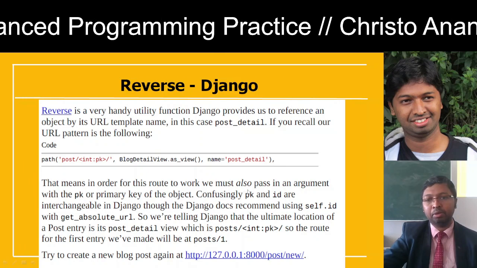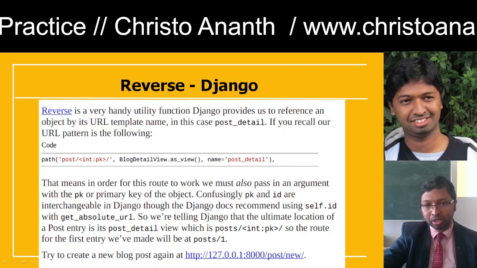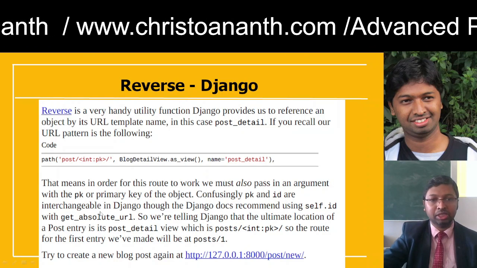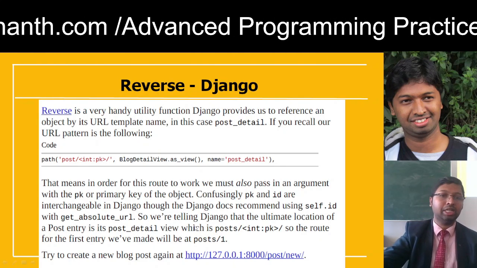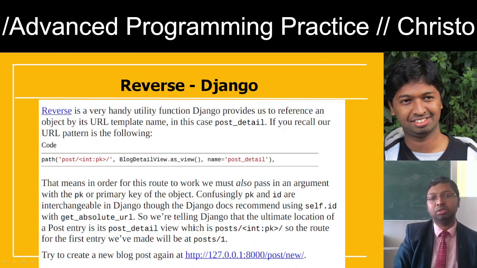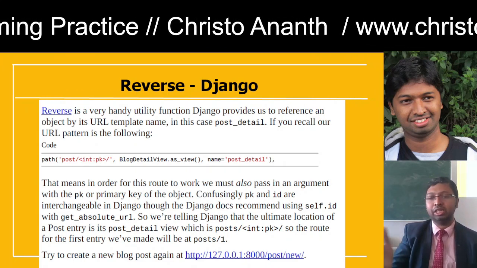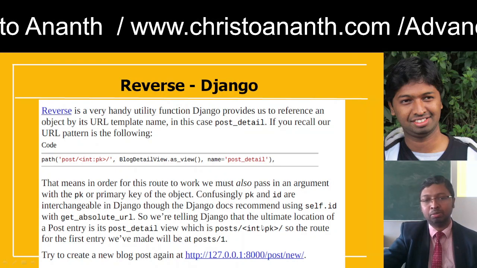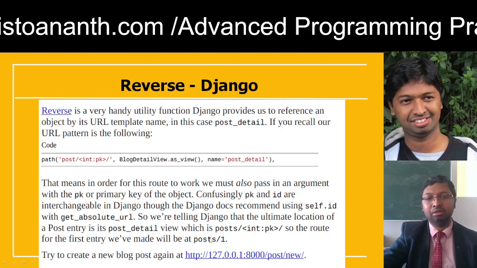So pk and id are even interchangeable, because the Django docs recommend using self.id with get_absolute_url. So you are actually telling Django that the ultimate location for this post entry is nothing but the post_detail view. Here it is going to point to this pk. Post slash int pk, which is nothing but the primary key, so that the route for the first entry will be at post slash 1.